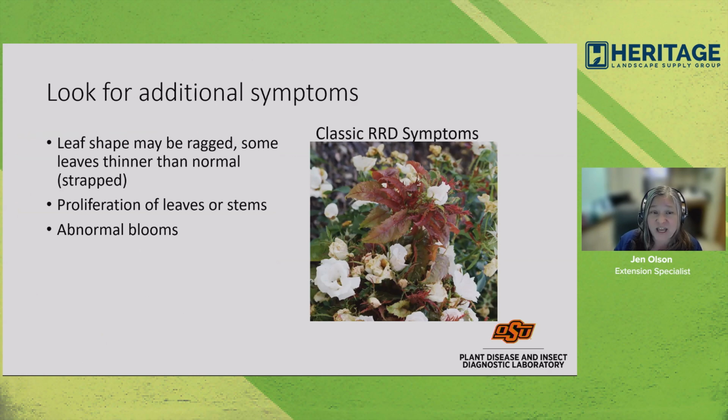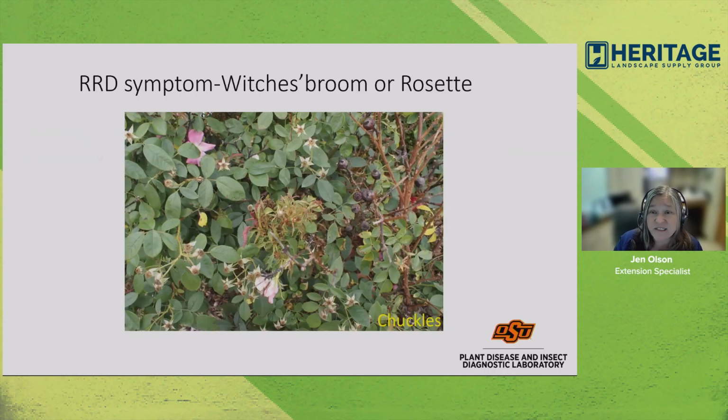Often the leaf shape is somewhat ragged. Sometimes the leaves become thinner or more strappy. You'll see that better in a moment. And we get these abnormal blooms. It's pretty typical that the whole plant doesn't show the problem. You may see this witch's broom or rosette, which is where the disease gets its name, just on one part of the plant, and we see those strappy, deformed leaves.